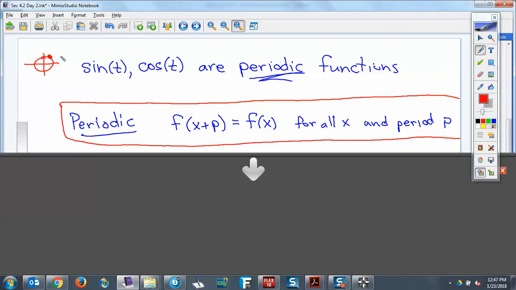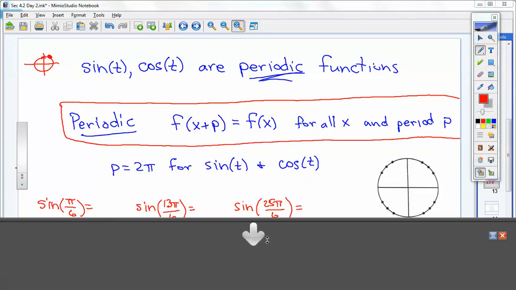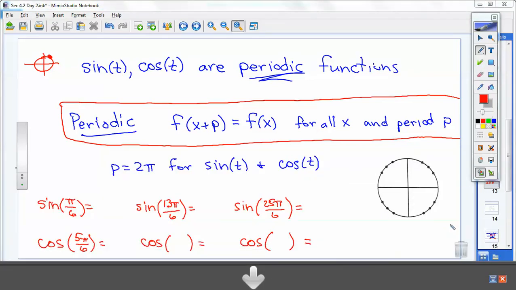You get the same exact thing, the same point on your circle, because you just go back around and you go around and you go around, and you can subtract, you can go negative, right? So the period of the sine and cosine function is 2 pi. Okay, because that's just another time around the circle.